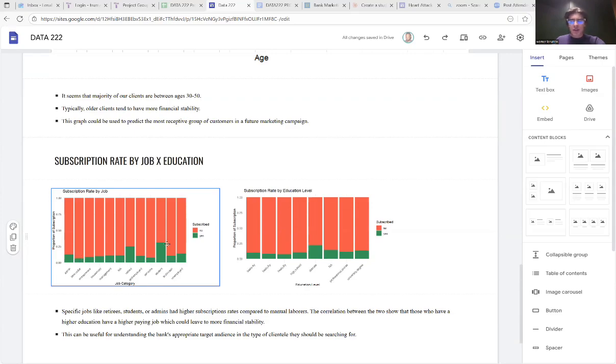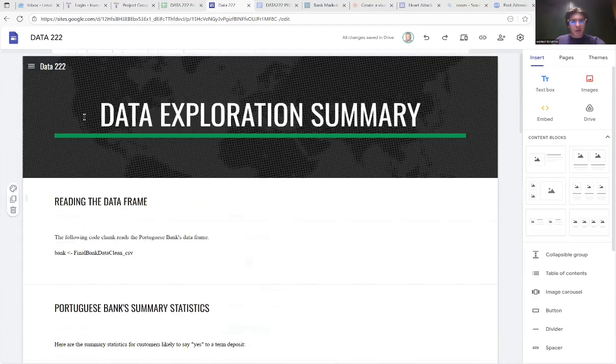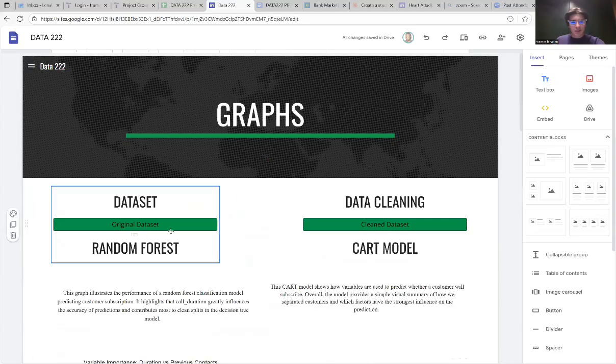That could be because they don't have a lot of disposable income to throw around, something like that. Now we will move on to the rest of our graphs. Let's see. Here we go.